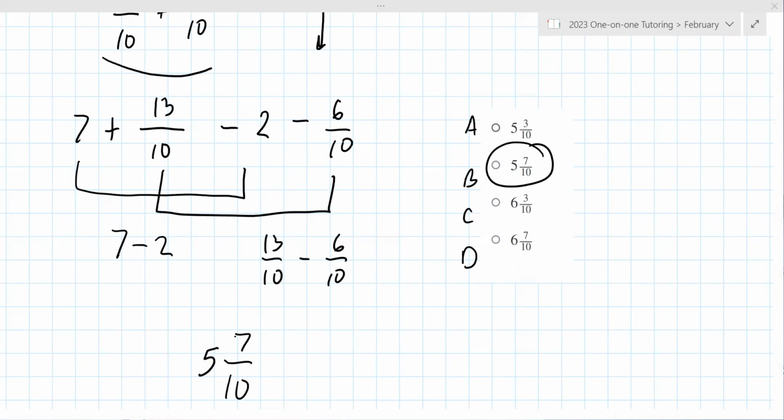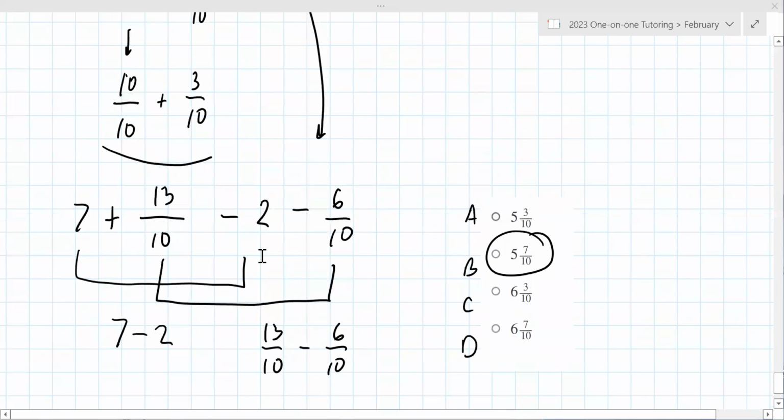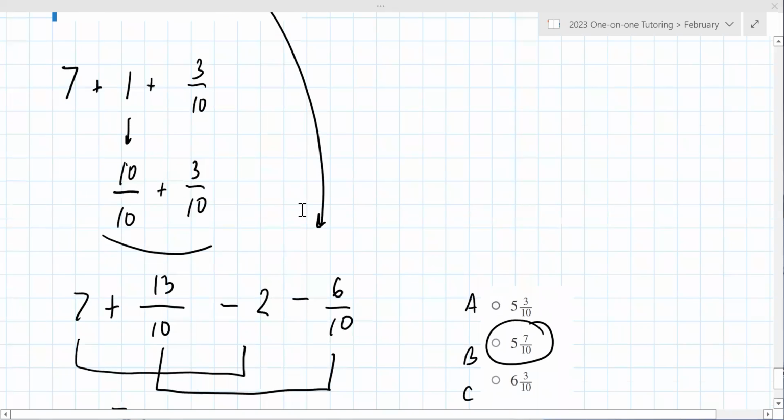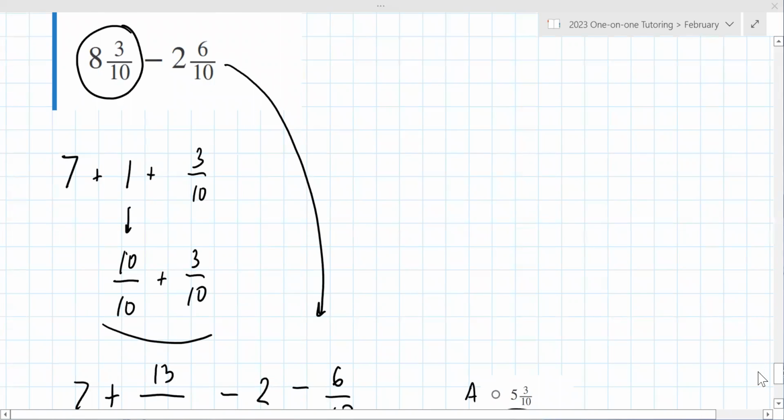I'm having trouble doing it. Okay, well, ask me a question. Tell me where you're not sure, because you did all of these parts on your own. I was a little bit confused at adding 7 plus 13 over 10, and minus 2. So we'll just break apart one number at a time.